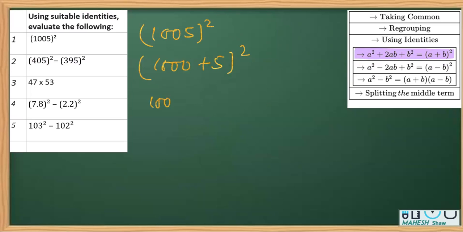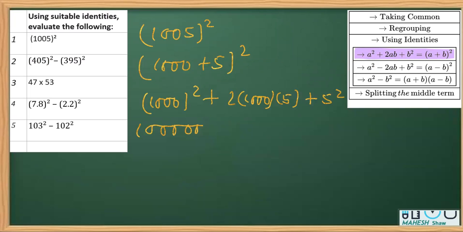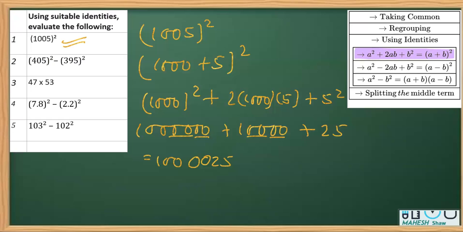A square, which is 1000 square, plus 2 times a into b, a being 1000, b being 5, plus the square of the second term, that is 5 square. Now, there are 3 zeros, so in square it will be 6 zeros. So 1 followed by 6 zeros, plus 5 into 2 is 10, 10 into 1000 is 10,000, plus 5 square is 25. So in the final answer, we'll get 25 at the end, and then 2 more zeros in between, and then 1 followed by 2 zeros. So this is the answer for the first part.